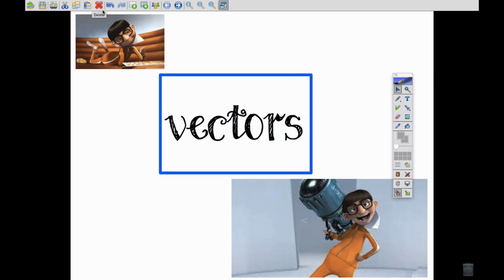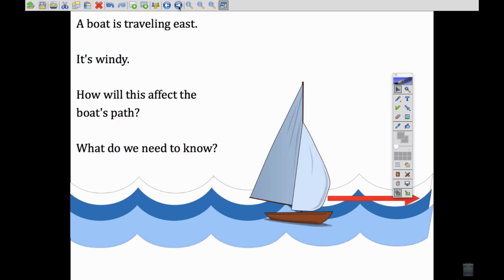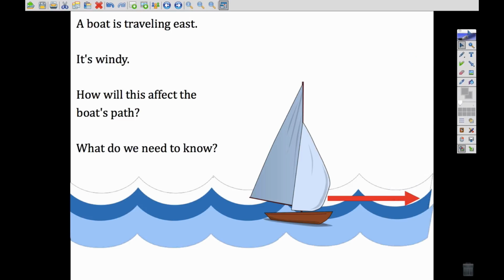All right, in this video, we're going to be looking at an intro to our next unit, which is on vectors. So, vectors would help us answer a problem like this. Imagine you have a boat, it's traveling east, and it's windy. We want to be able to answer a question about how the wind is going to affect the boat's path. So, we could be thinking about what kind of information do we need to know to answer this question?